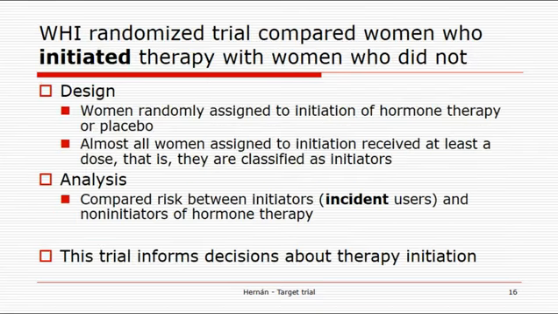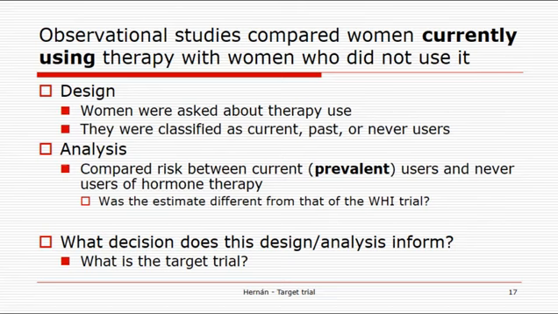Because think about what the trial did. The trial compared women who were assigned and initiated hormone therapy with women who were not initiating hormone therapy at baseline. Okay? The trial was comparing initiators of therapy versus non-initiators, new users, incident users of therapy versus non-users. But that's not what the observational studies were doing. The observational studies were comparing women who happened to be using hormone therapy with women who were not using hormone therapy.